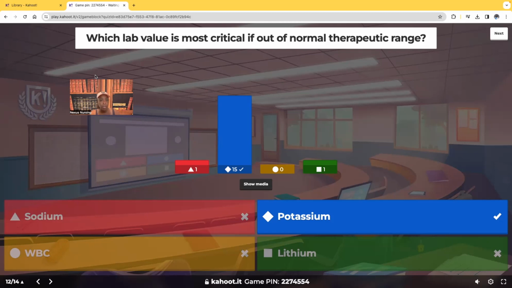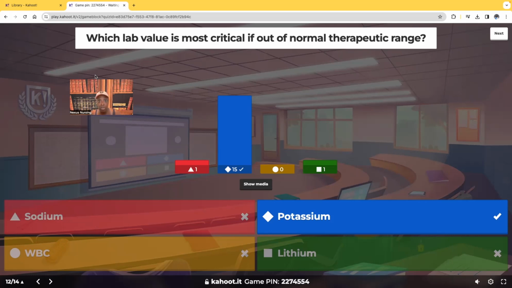Now, normal sodium range, 135 to 145. Normal WBC range? 5,000 to 10,000. Lithium is something we give for patients with bipolar disorder. Normal lithium range is 0.6 to 1.2. Once that patient hits 1.4, they're in lithium toxicity. So yes, we're going to be concerned about all the others if they're outside of the normal therapeutic range.